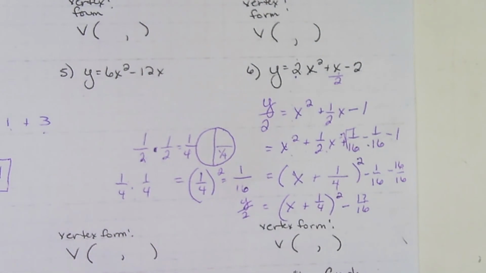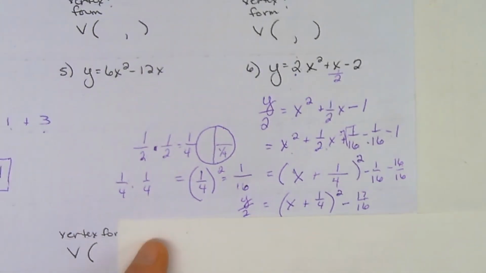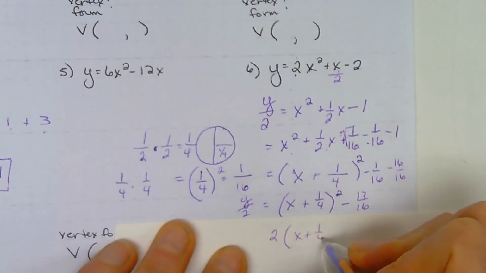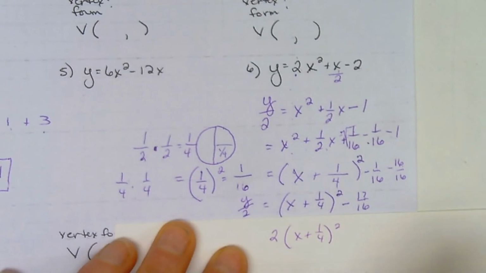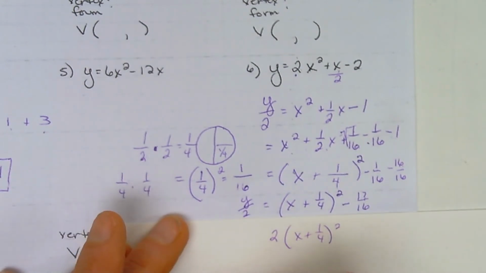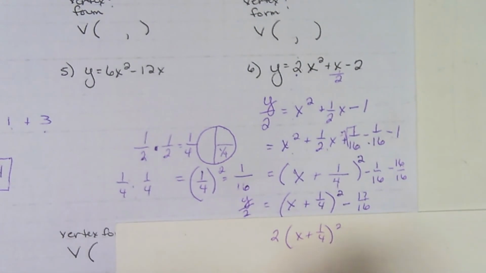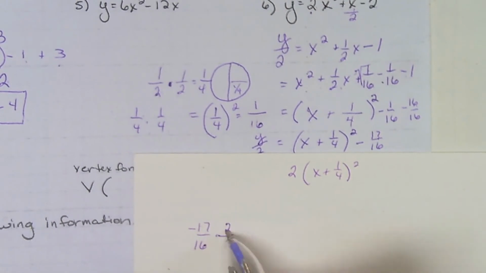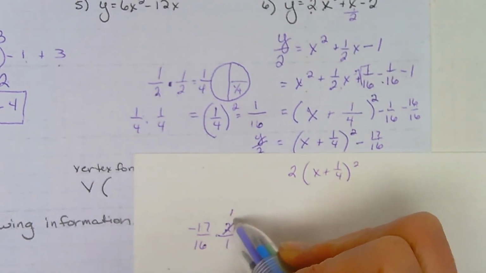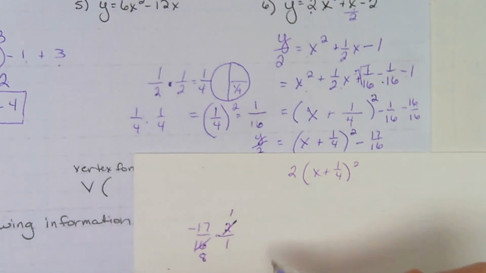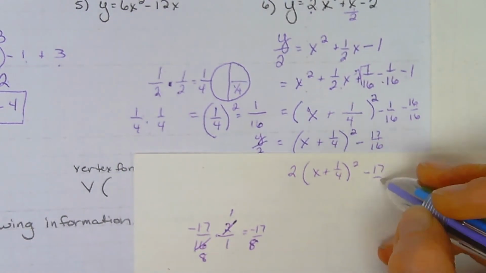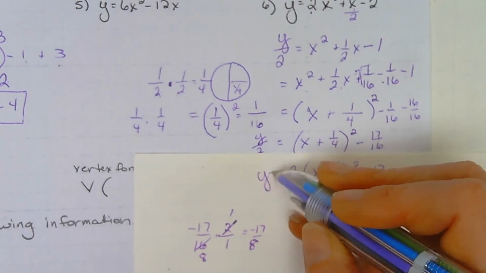So what I can do is 2 times (x plus 1/4) squared. I multiplied the 2 out here, and then this times 2. What is negative 17 over 16 times 2? Well, I can cancel here. 2 goes into 2 once. 2 goes into 16 8 times. I get negative 17 over 8. Minus 17 over 8. And that is the vertex form for number 6.